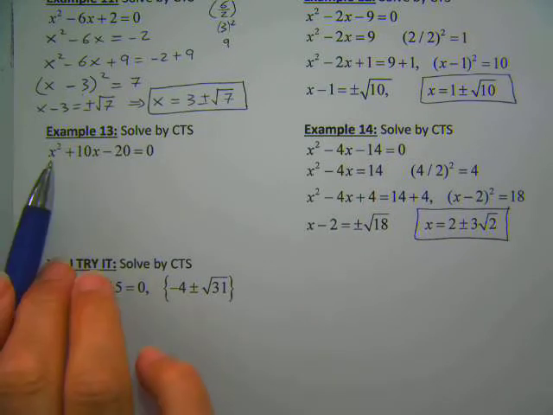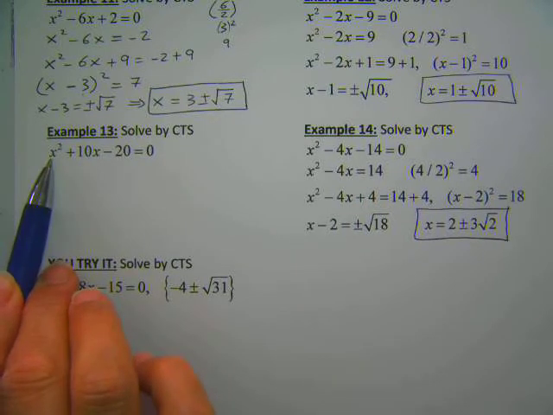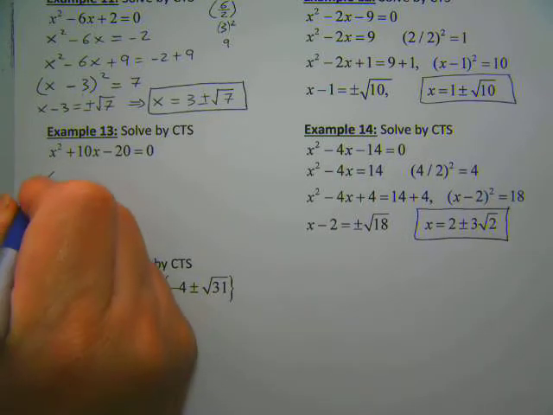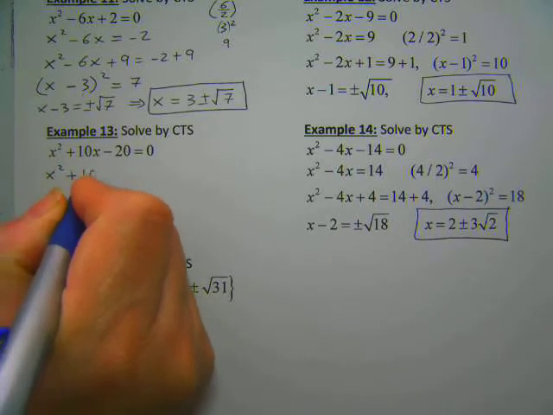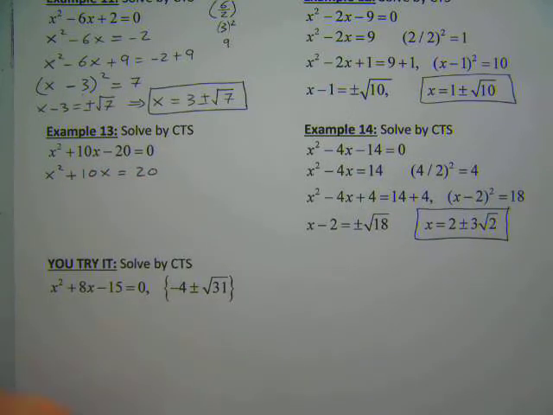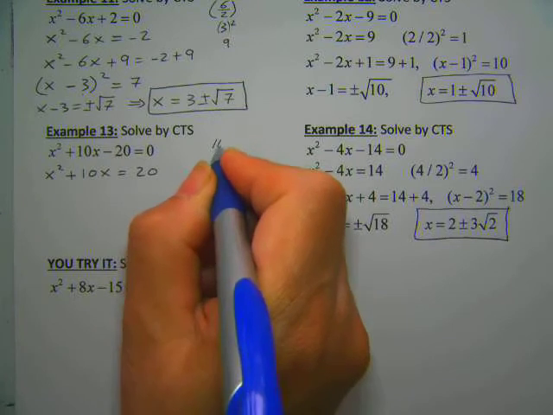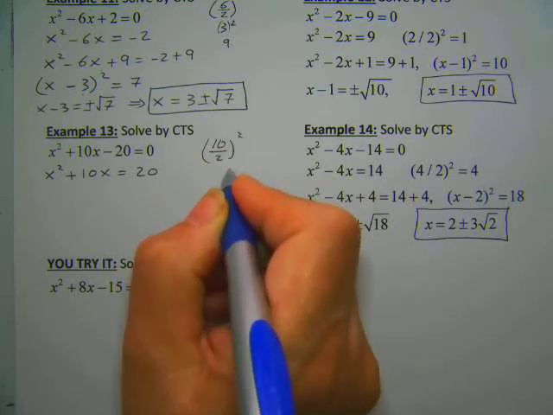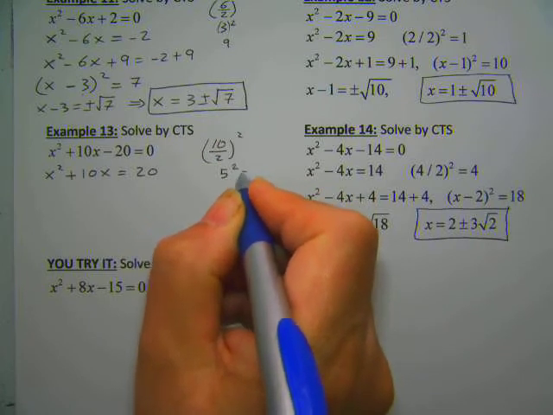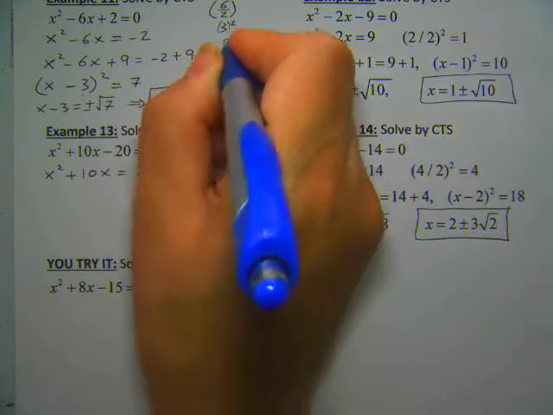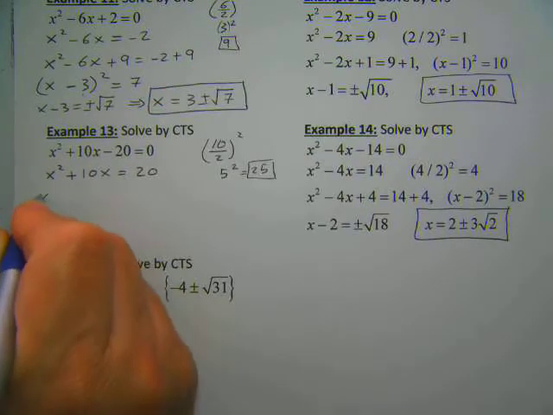So again, this is the easy kind, when the coefficient is 1, so we don't need to divide. But what we need to do is to move the constant to the right hand side. So it's going to become positive 20. Take the coefficient of x, which is 10. Divide by 2 and square. So this is 5 squared, which is 25. Take that 25 and add it to both sides of the equation.